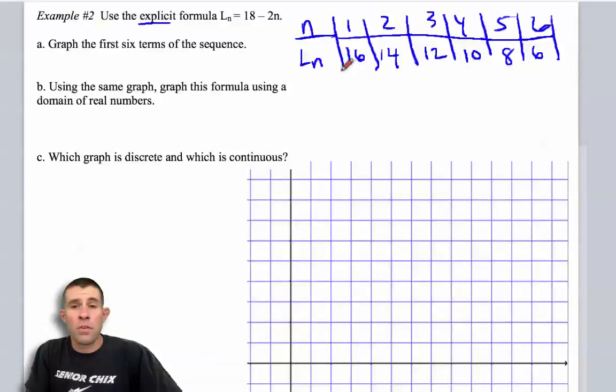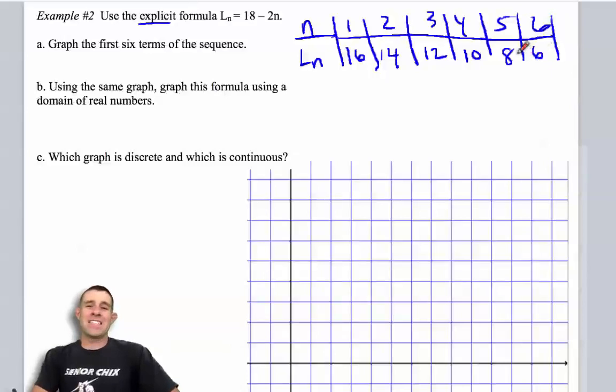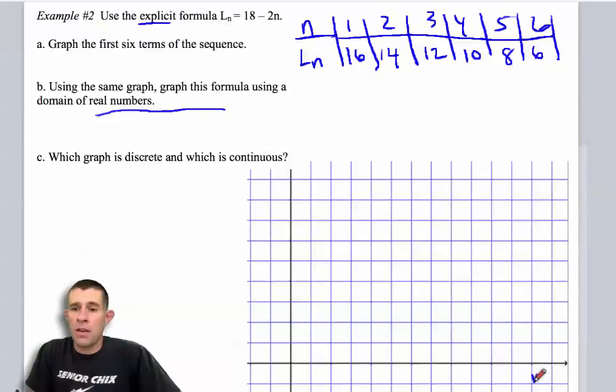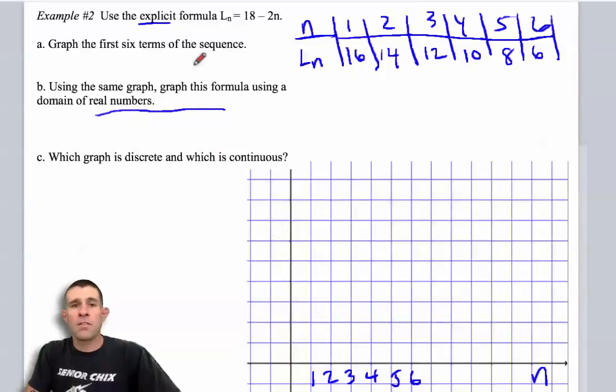So our points here will be (1, 16), (2, 14), (3, 12), (4, 10), (5, 8), and (6, 6). Again, we're going to graph this on our x and y axis. Along the x will be n, our term numbers. So we'll label those for our first 6. And then along the y axis is going to be our L sub n in this case.